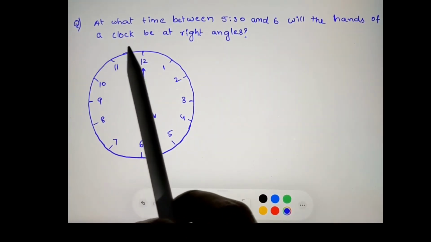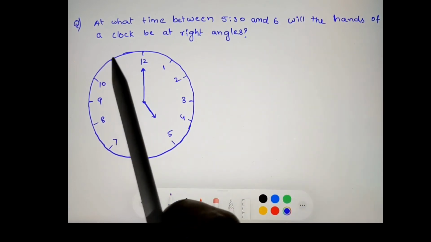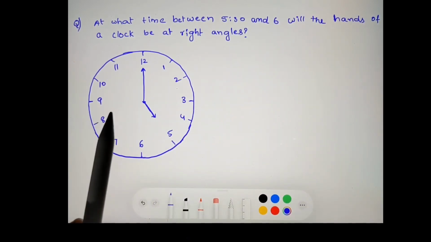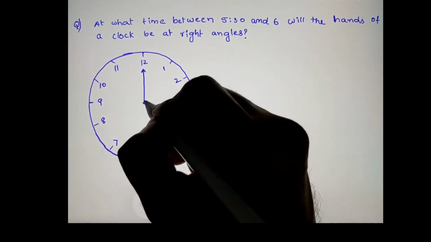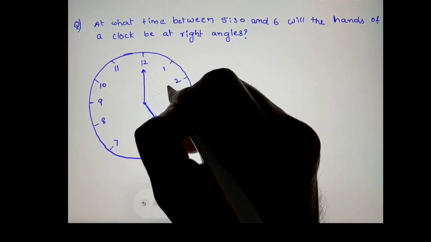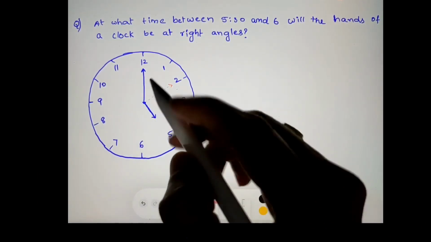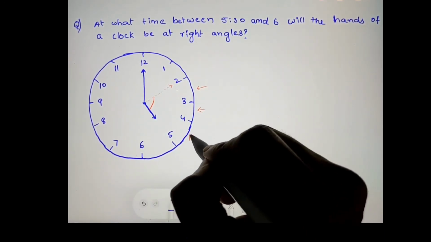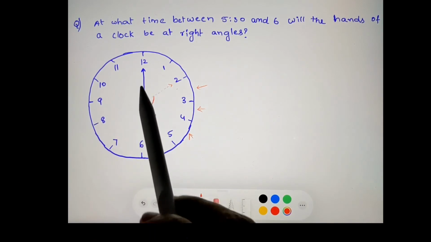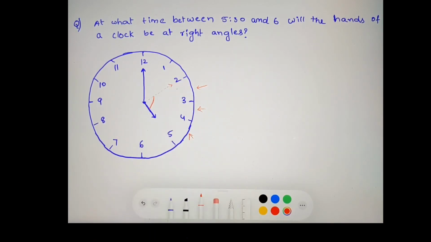Next question. At what time between 5:30 and 6 will the hands of a clock be at right angles? Exactly at 5 o'clock long hand will be at 12 and short hand will be at 5. To form right angle, long hand needs to be here, because this is 90 degrees, 30, 30 and 30. Long hand to come here at 2, it needs to gain 10 minute spaces. If it gains 10 minute spaces, it will form right angle.